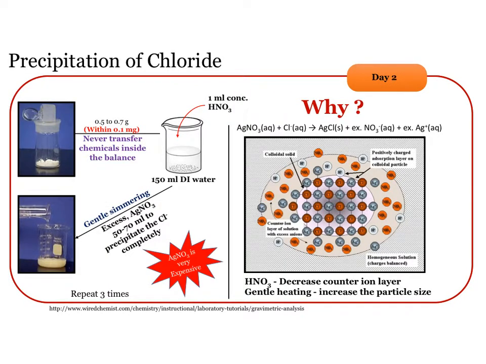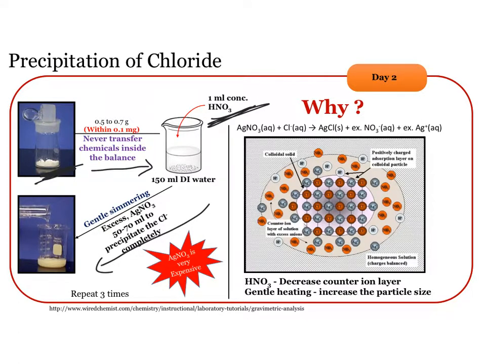If you have enough time on day 1, you can start doing the next step of the experiment. From your unknown chloride sample, weigh out accurately by difference 3 portions of the dried sample of about 0.5 to 0.7 grams, each to within 0.1 milligrams. Dissolve each portion in a clean, separate, labeled beaker of 150 ml of distilled water with about 1 ml of concentrated nitric acid added. Heat the chloride solution on a hot plate and add an excess amount of silver nitrate according to the procedure. Stir constantly with the glass stirring rod.